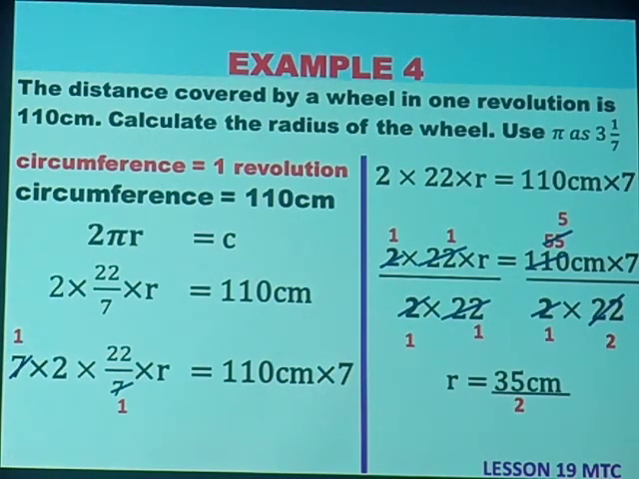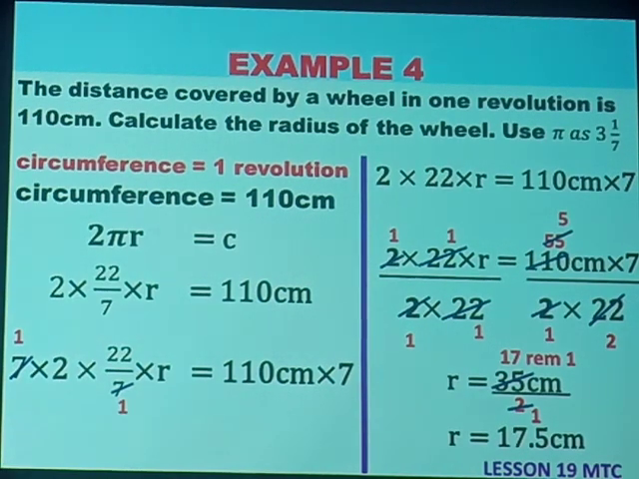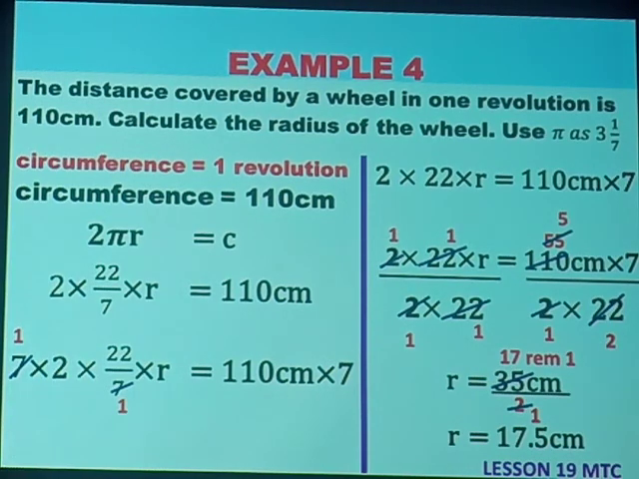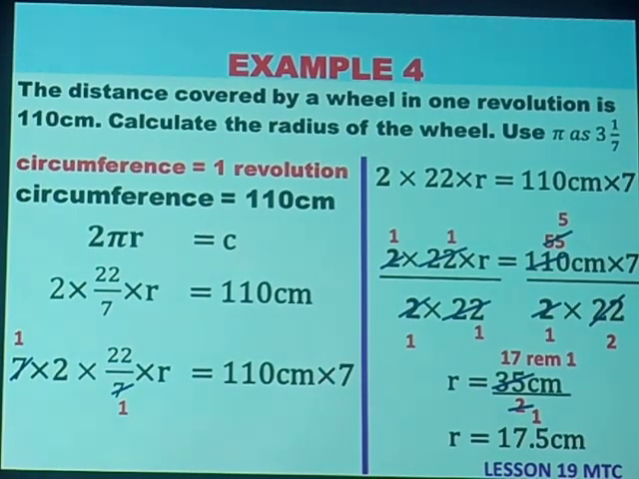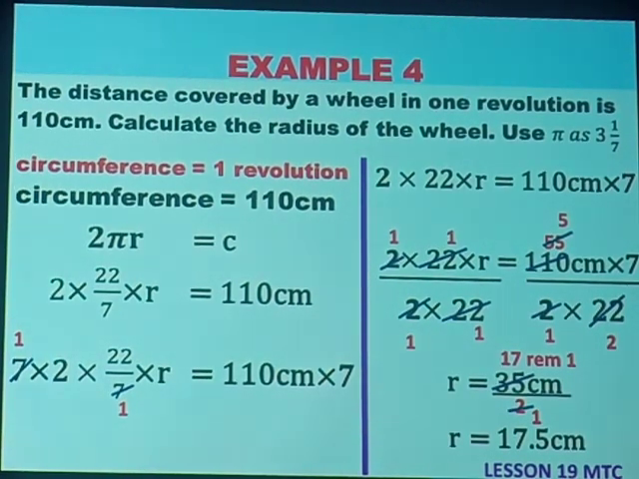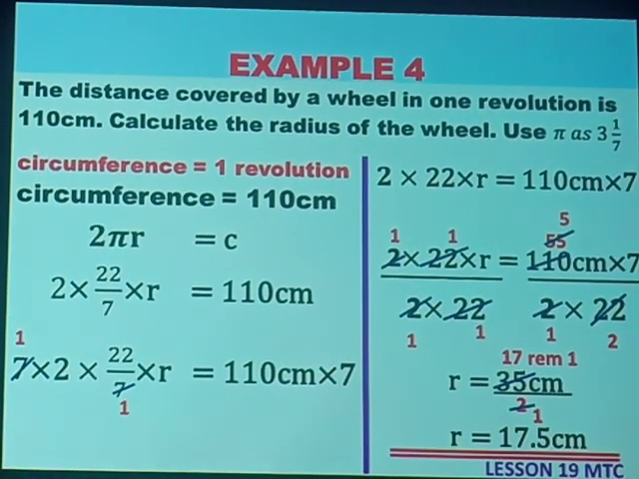At this stage, we need to reduce. 35 divided by 2, my dear boys and girls, we come up with 17, remainder 1. So our radius becomes 17.5 centimeters. Why 17.5? Remember, as a mixed fraction, it was 17 1/2. A half, as a decimal number, is expressed as 0.5, finally giving us our radius at 17.5 centimeters. We shall finally underline that.